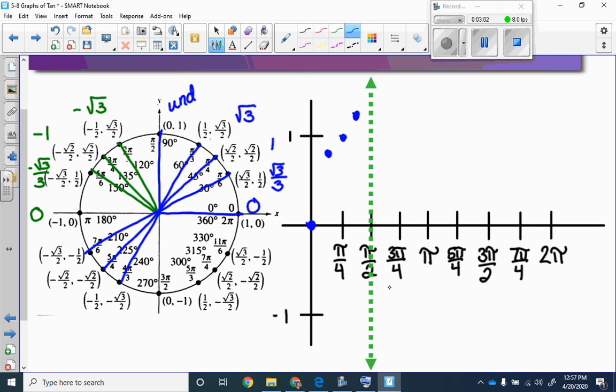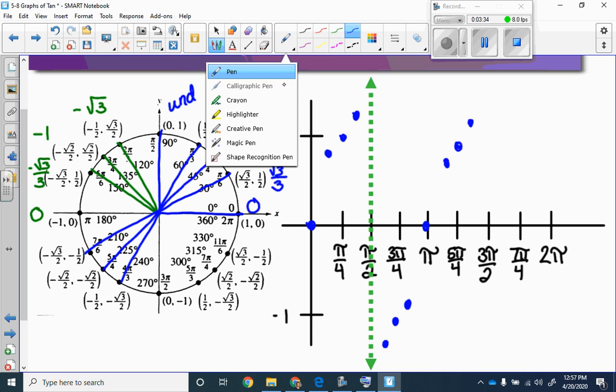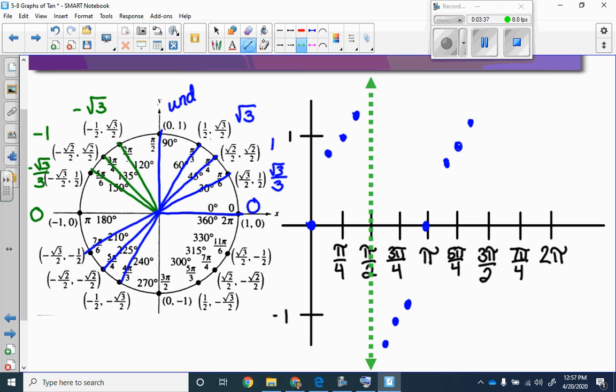Alright, then I get down to 2 pi over 3, which is negative square root of 3. I've got 3 pi over 4, which is negative 1, and then I have 5 pi over 6, which is negative square root of 3 over 3. Getting to pi, which is 0. And then at 7 pi over 6, we get to the positive square root of 3 over 3. Then at 5 pi over 4, we're at positive 1, and then we're at positive square root of 3 again. Until all of a sudden I hit undefined once again. So I get my vertical line here. So at 3 pi over 2, we are creating another undefined value.